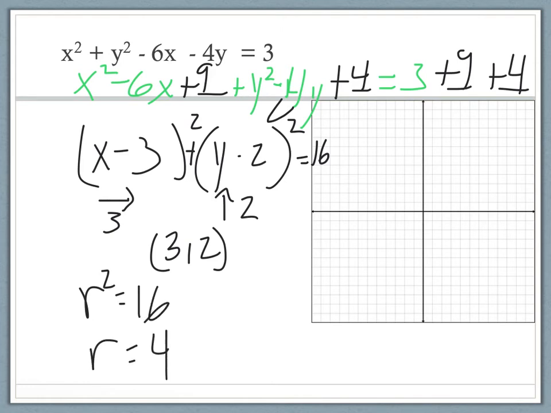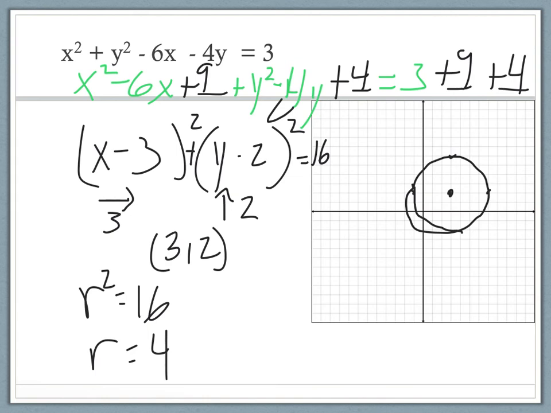We go to the right 3, up 2, put our dot. That's our center, so we'll go to the right 4, down 4, left 4, and up 4. And let's go ahead and draw our circle. Alright, that's kind of a terrible circle.